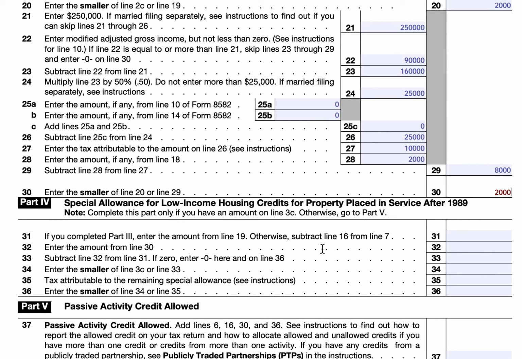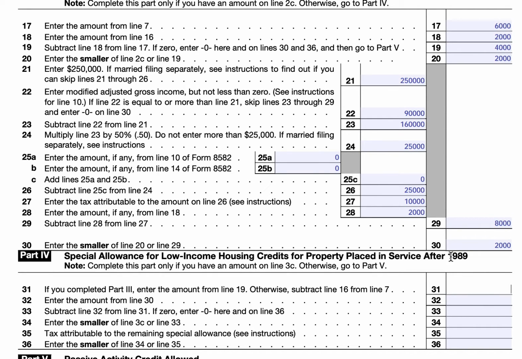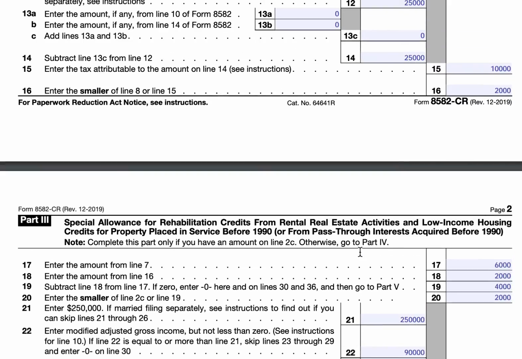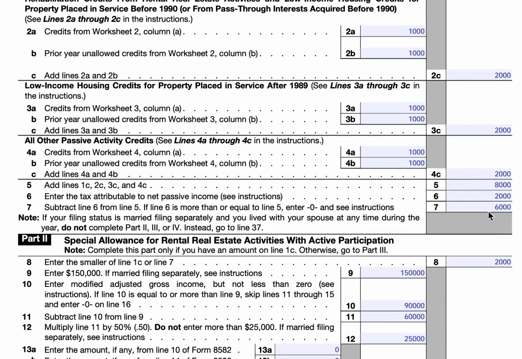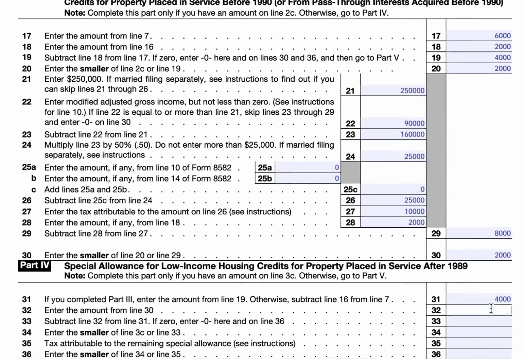Now in part 4, we're calculating the special allowance for low-income housing for property placed into service after 1989. So if you don't have an amount on line 3, you can skip this. If you do have an amount on line 3, then you'll go ahead and complete this. So since we completed part 3, we're going to enter the line 19 amount, which is $4,000. Otherwise, you would subtract line 16 from the line 7 amount, which in this case is $4,000, so it is the same. We're going to enter the line 30 amount here, and then we're going to subtract the difference.